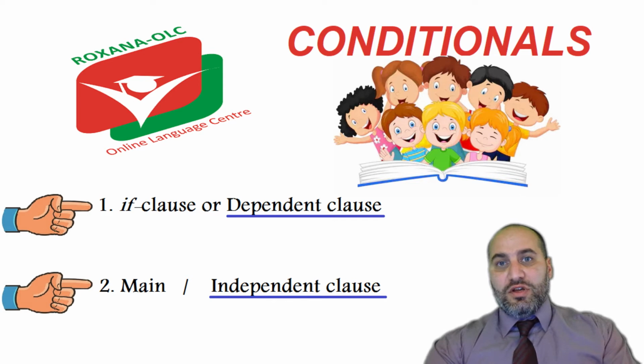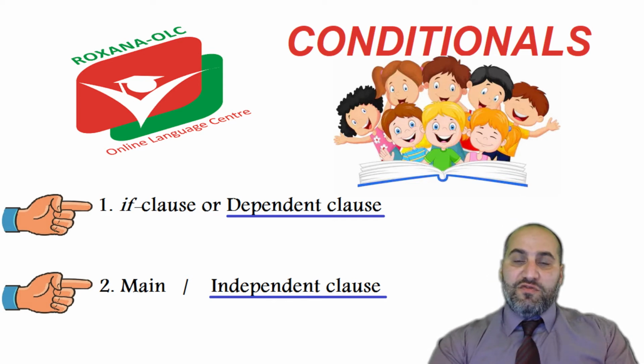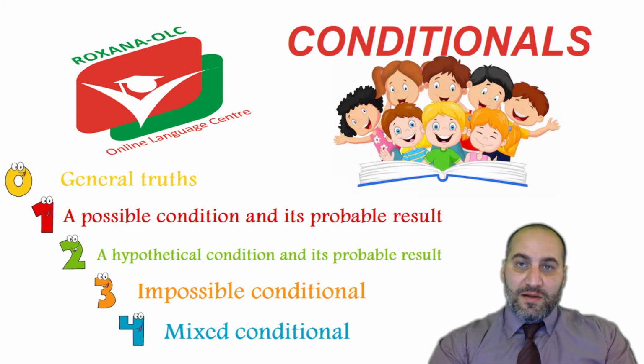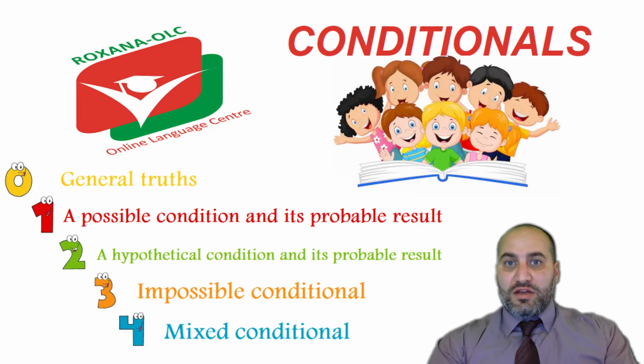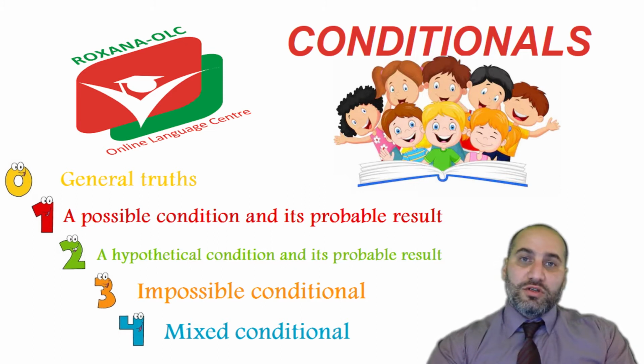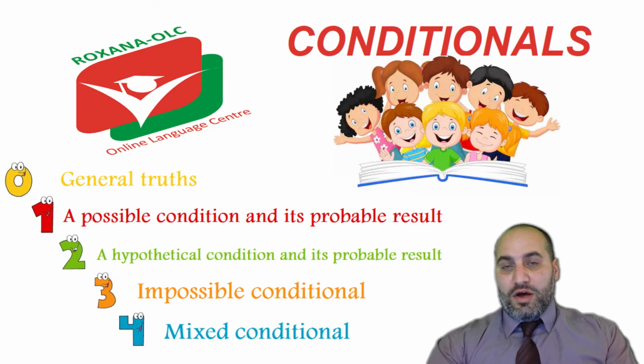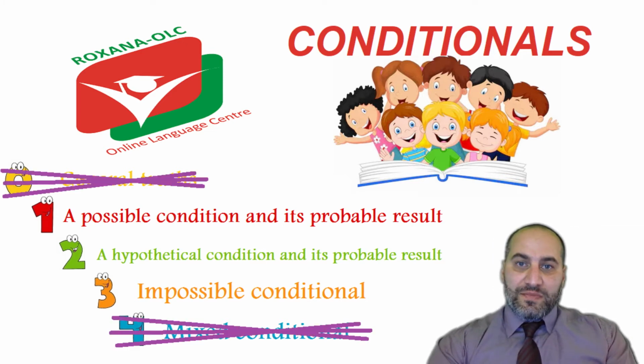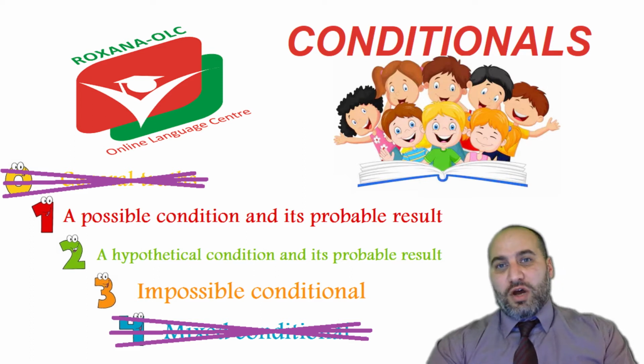So the next thing you need to know is that there are 5 types of conditional sentence, and 3 types of conditional we're going to take care of today. But for conditional type 0 and conditional type 5, we will talk about them in later sessions. So first we are going to talk about conditional type 1.